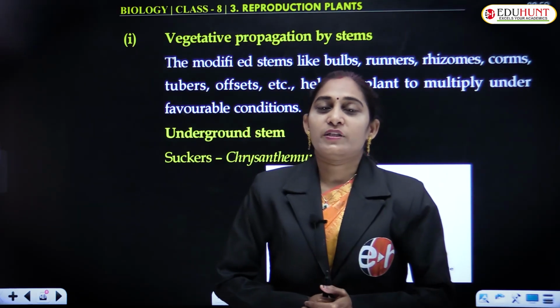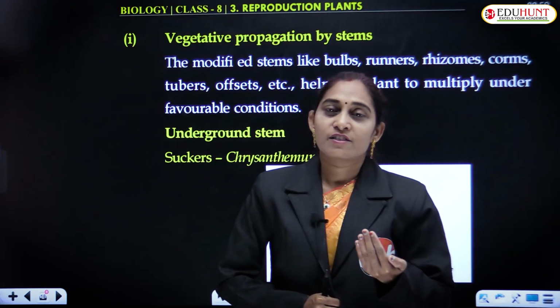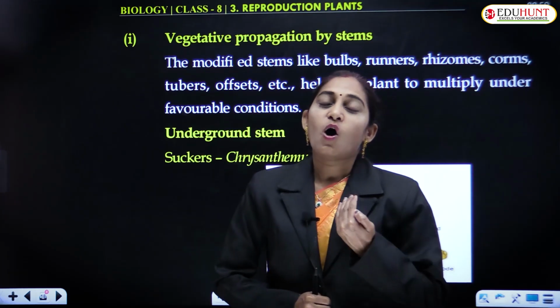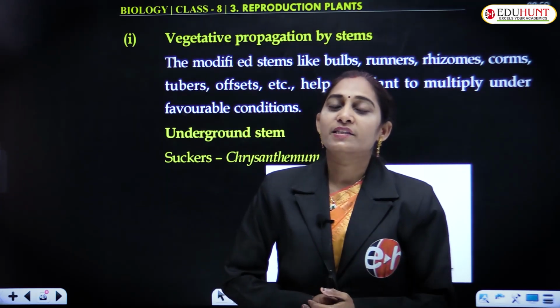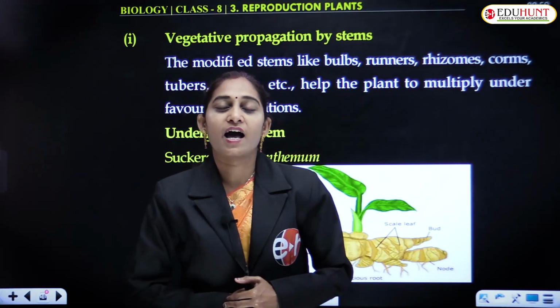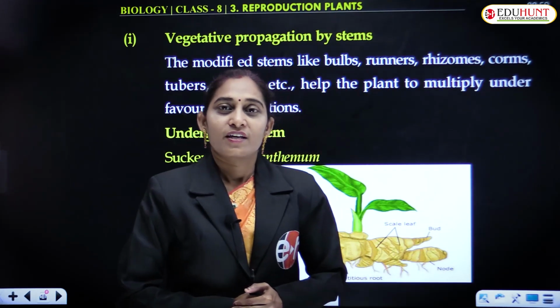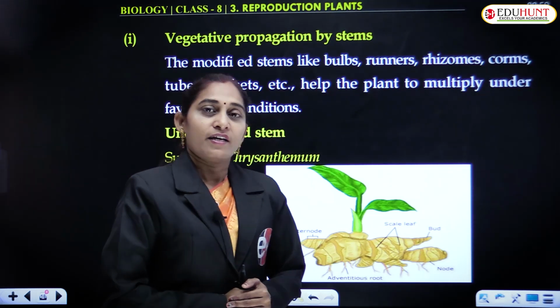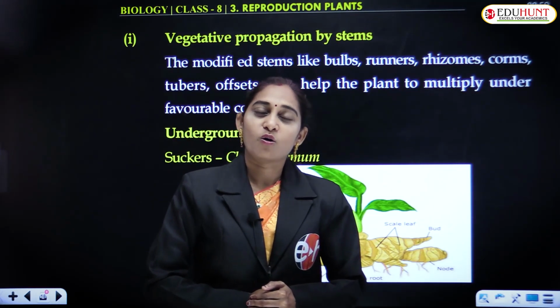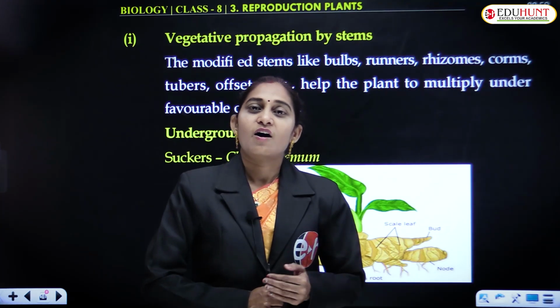And another mode is runner, stolon, sucker and offset. Offsets are quite common in free floating hydrophytes like Pistia and Eichhornia. And secondly, some terrestrial plants like agave also produce offsets.